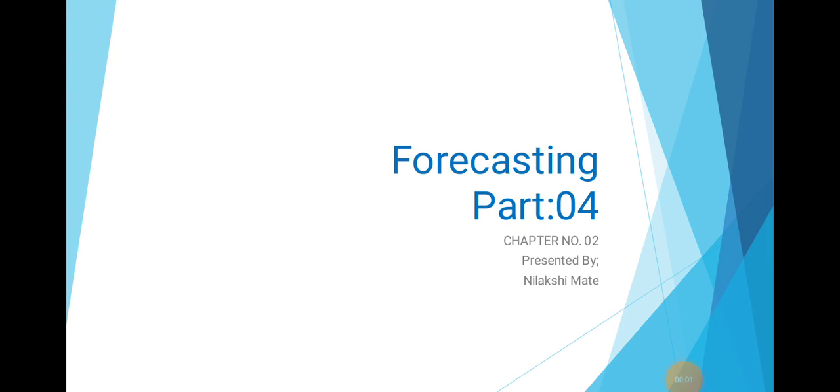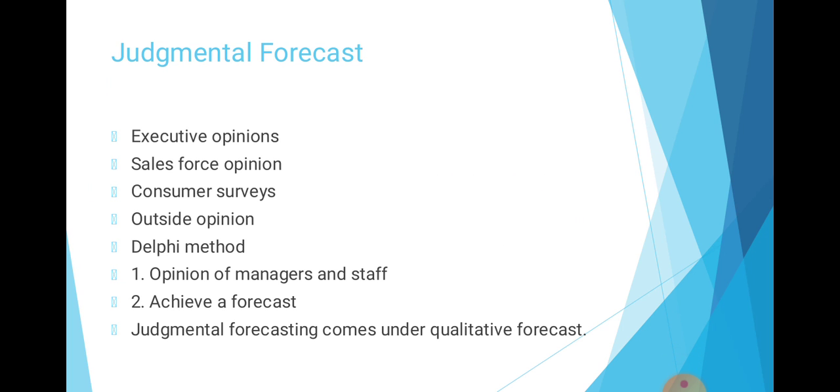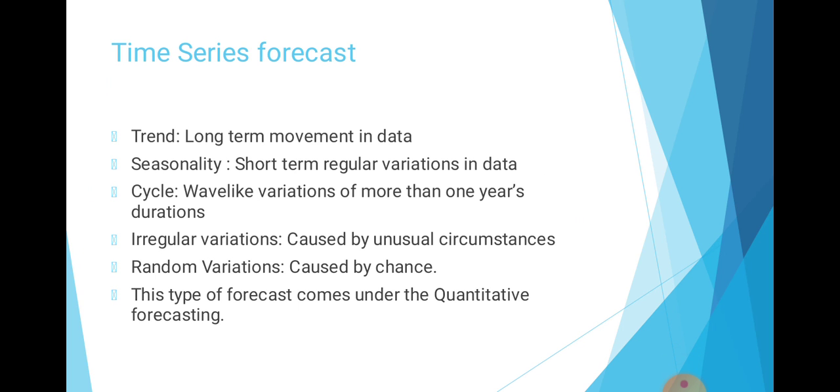Hello everyone. In today's lecture, we are going through forecasting error and the calculating methods. Before we start, we have to take an overview of the previous lecture. In the previous lecture, we went through judgmental forecasting. In that, we saw the executive opinion, Salesforce opinion, consumer surveys, outside opinion, and Delphi method. Judgmental forecasting comes under qualitative forecasting.